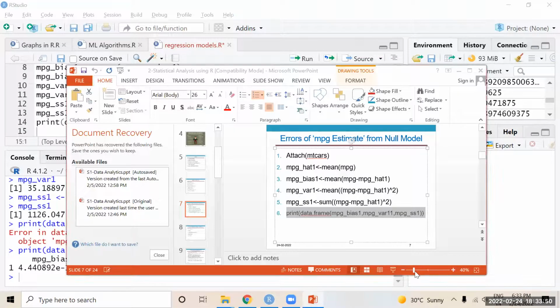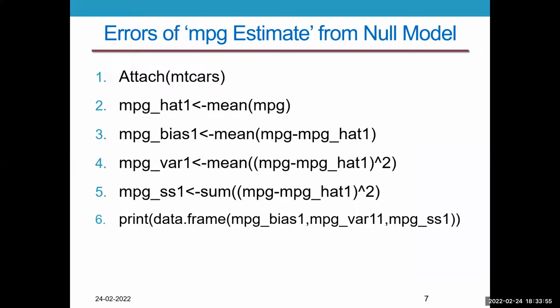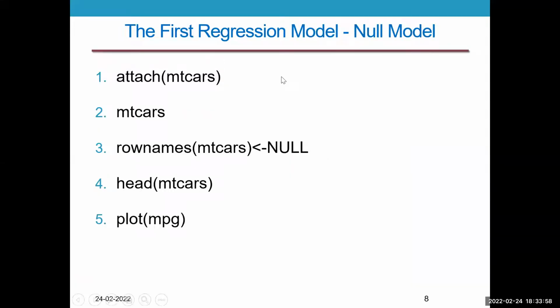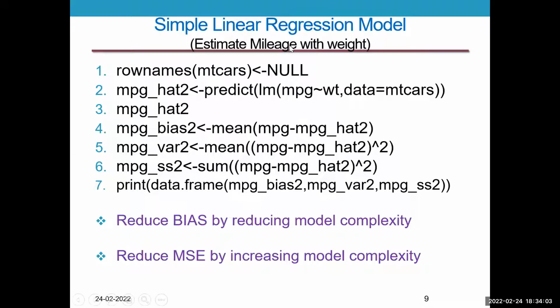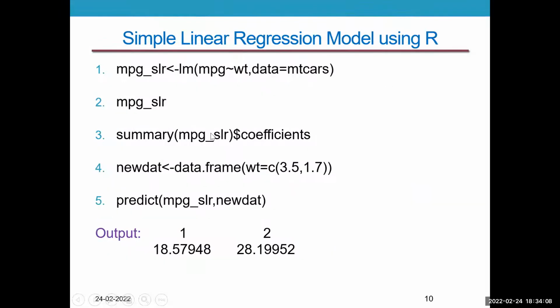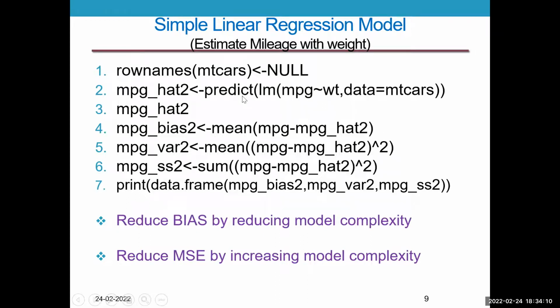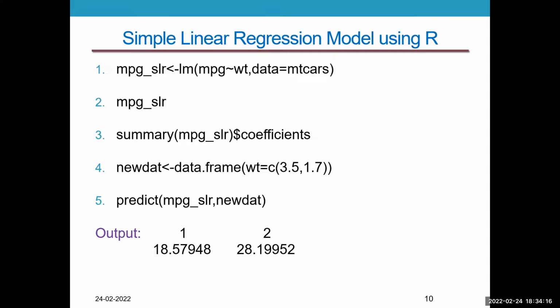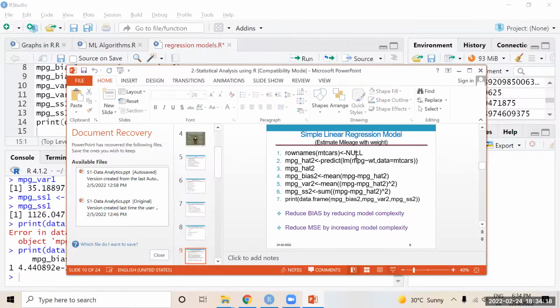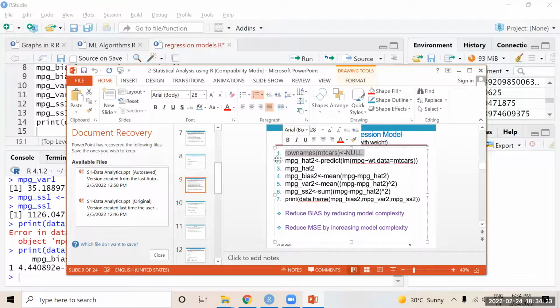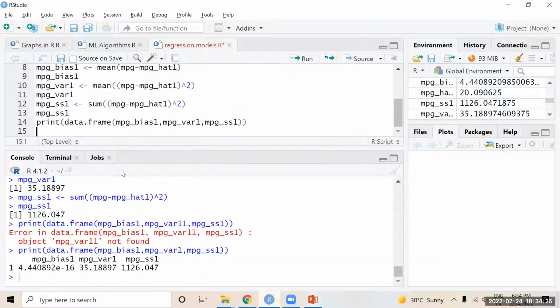Okay. Now, the first regression model is a simple linear regression. Okay. Now, here I am taking the problem of linear regression. Before that, I will make row names null. Why have the row names become null? Why am I taking null?